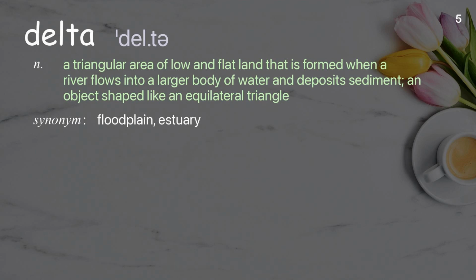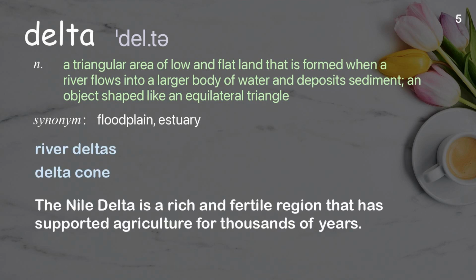Delta. A triangular area of low and flat land that is formed when a river flows into a larger body of water and deposits sediment, an object shaped like an equilateral triangle. Examples: River deltas. Delta cone. The Nile Delta is a rich and fertile region that has supported agriculture for thousands of years.